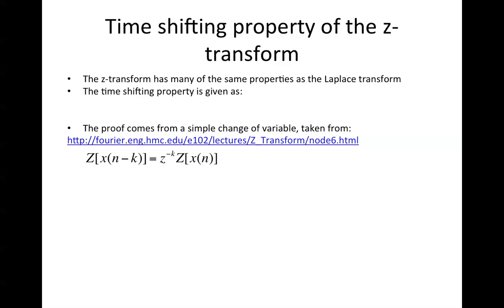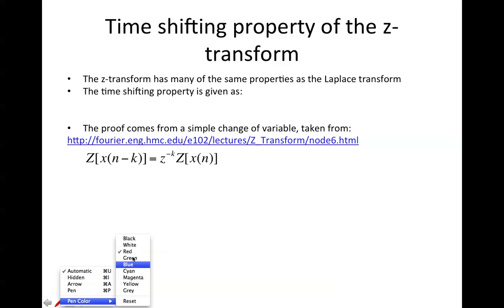Okay, so this is part two of the Z-transform review. Like the Laplace transform and the Fourier transform, the Z-transform has a lot of similar properties. It has properties of linearity, it has properties of superposition. It has a lot of similar properties to the Fourier and Laplace transforms. And one of these properties that is particularly useful is the time shifting property.